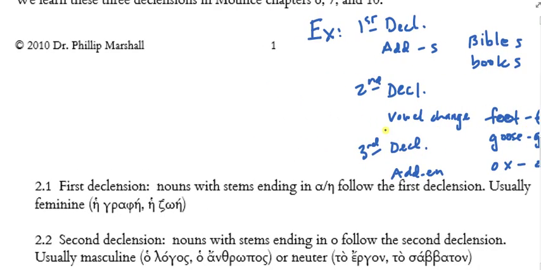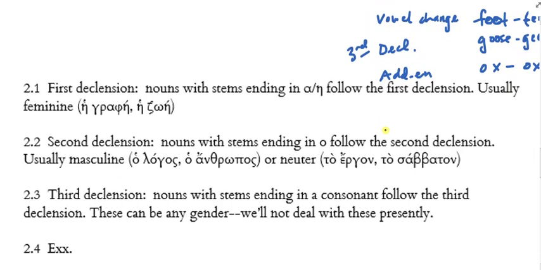So let's talk about first declension. Nouns that have stems ending with alpha or eta follow Greek's first declension pattern. And these are usually feminine nouns. Not exclusively so, but usually so. So take a look at he graphe. Now the word he here is the feminine article, the feminine form of the article. So this is the graphe. Who knows what graphe means? Yes, writing or scripture. He zoe. What's that? The life. Very good.